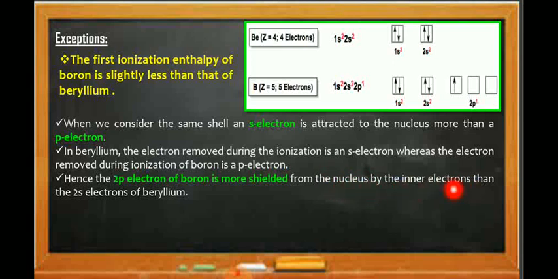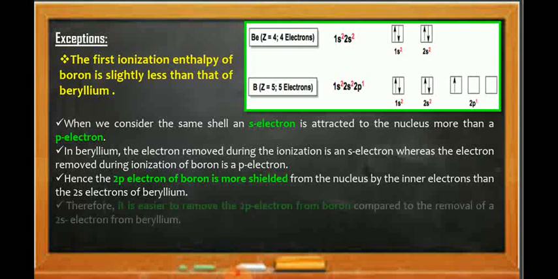So it is more shielded in boron than in beryllium, because in beryllium the 2s electron is removed. Therefore it is easier to remove the 2p electron from boron than the 2s electron from beryllium. Where removal is easy, it requires very little energy. Where removal is somewhat difficult, it requires more energy.